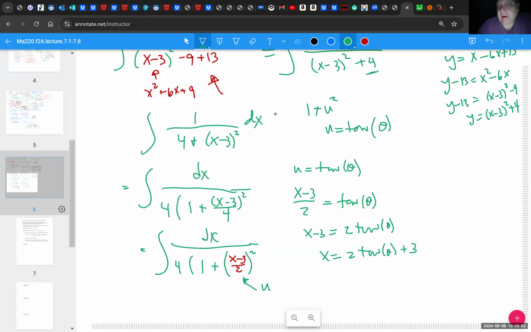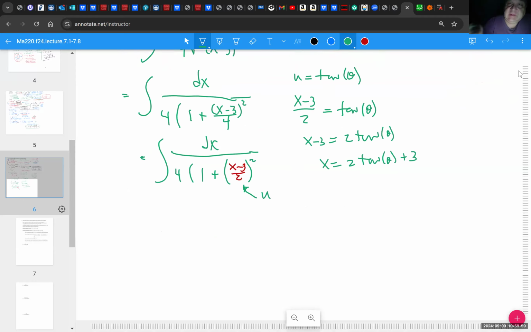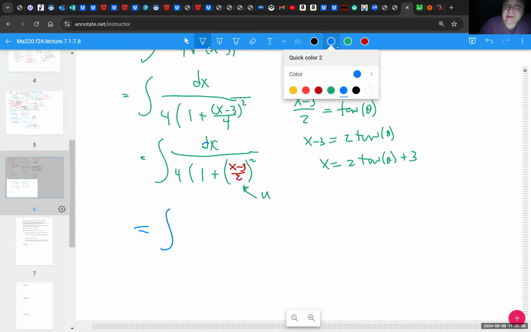If I had to square x, then I'd have to square 2 tangent theta plus 3, because that's what x is equal to. Let me go ahead and do my substitution. I'll switch colors at this point because this is where I'm doing my substitution. I have a dx on the top. I didn't find my dx yet. Let me find my dx.